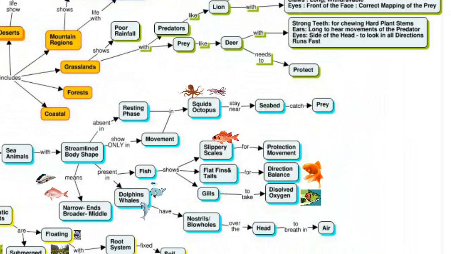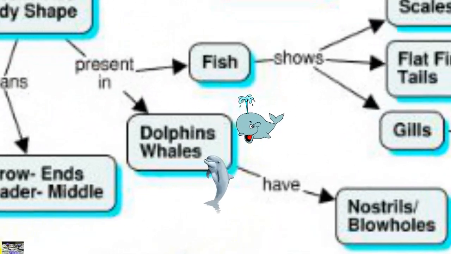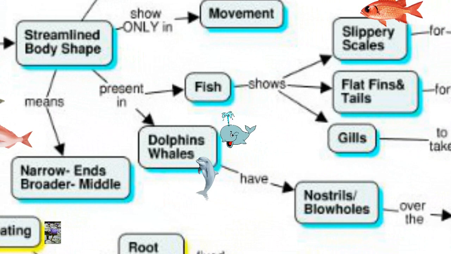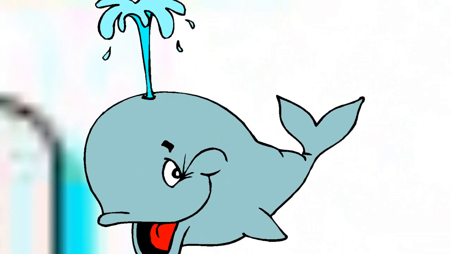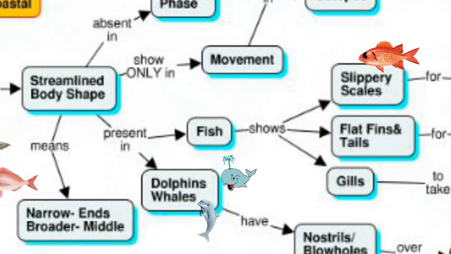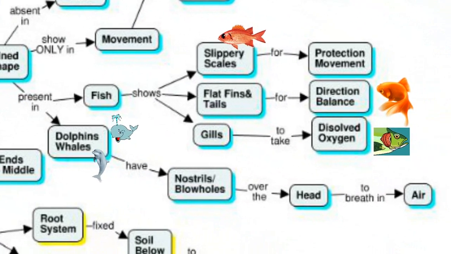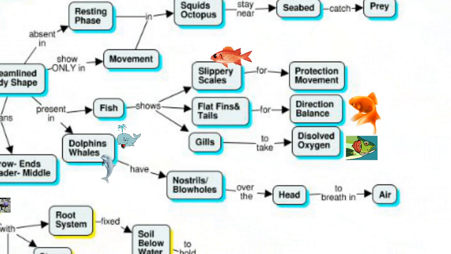Now we will talk about the dolphins and whales. They have nostrils or blowholes. The nostrils or blowholes are over the head to breathe in air.